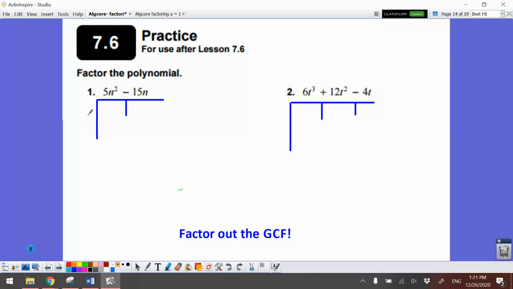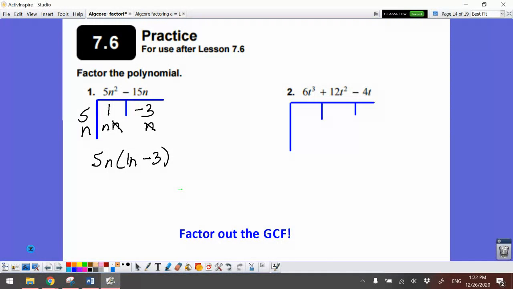So if I take a look at this one, I see I can take out a 5. 5 divided by 5 is 1. Negative 15 divided by 5 is negative 3. Here's 2 n's and 1 n. I can take out 1 n. So I have 5n times n minus 3.